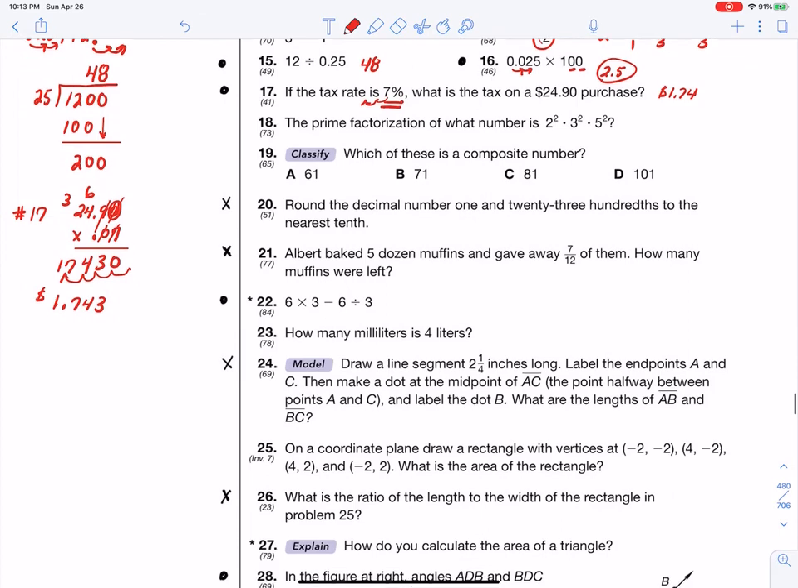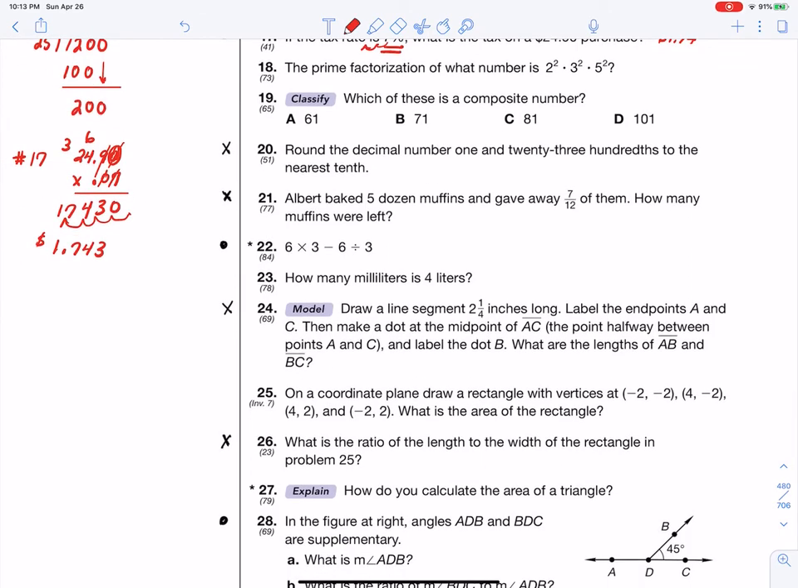Going on, number 22, I have 6 times 3, and then I'm supposed to subtract from that 6 divided by 3. So I need to know what's in the boxes first. 6 times 3 is 18, and 6 divided by 3 is 2. So it's actually 18 minus 2, which is 16.